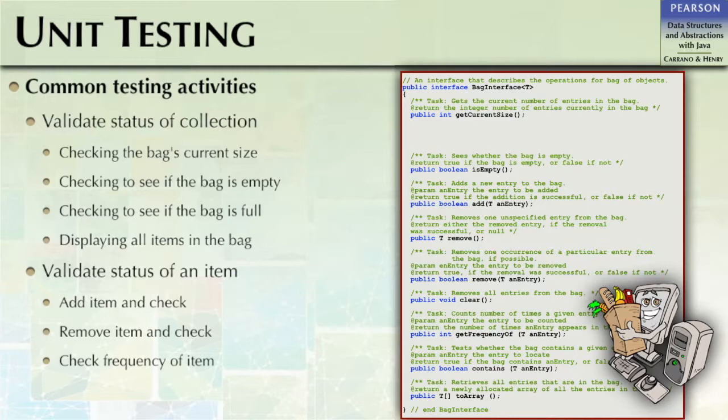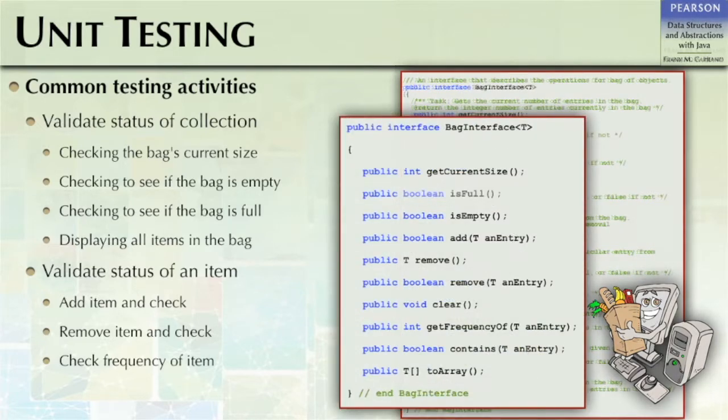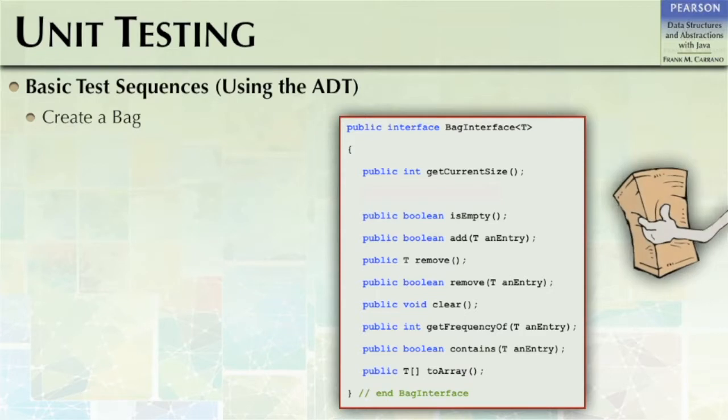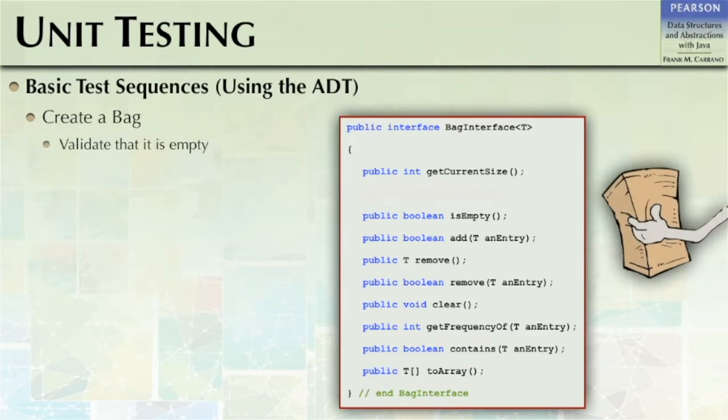In testing any of our ADT implementations, we want to make this distinction between testing the success of adding or removing individual items and validating the status of the entire collection. With this in mind, we can begin to develop a unit test plan for our ADT bag implementation. Let's focus on the methods themselves and see how we can test the functionality of this class.